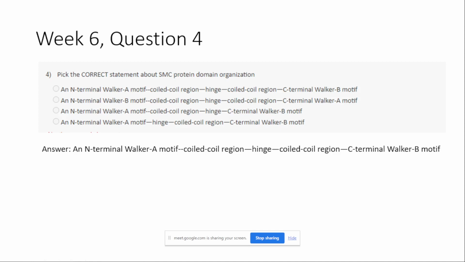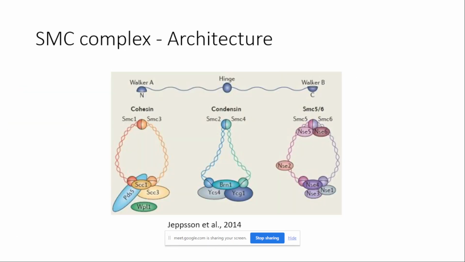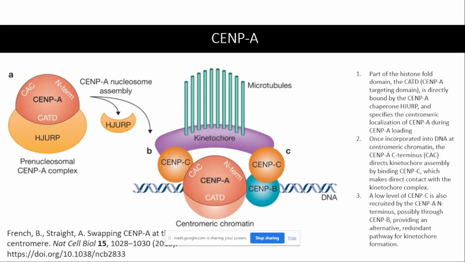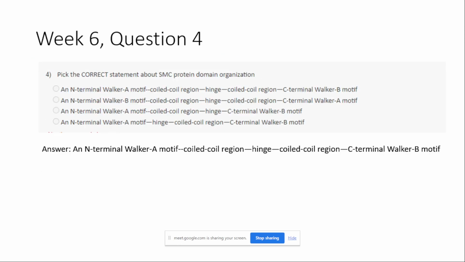Any question here? Any doubt? For more clarification, you can see this is the basic structure of SMC. There is an N-terminal Walker A, C-terminal Walker B, hinge and coil region, two coil regions. So that's why the first option is correct. Okay. Any doubt?